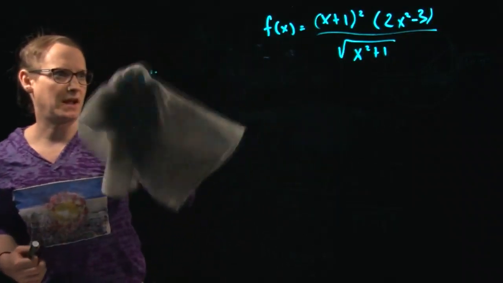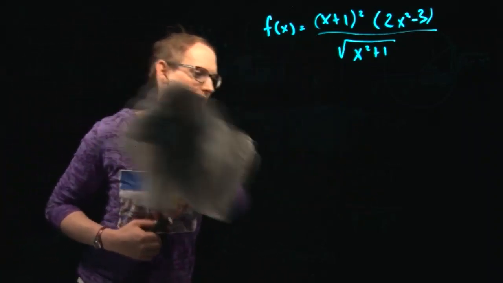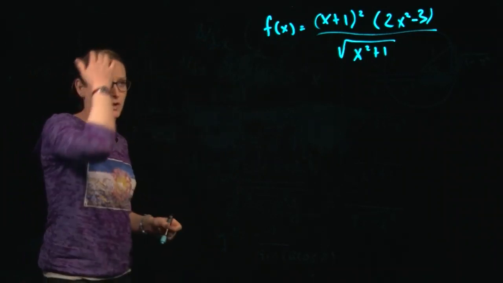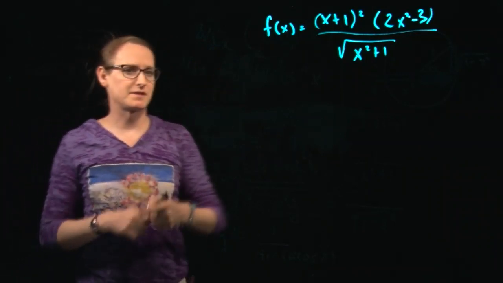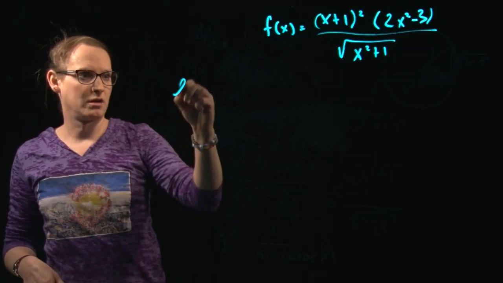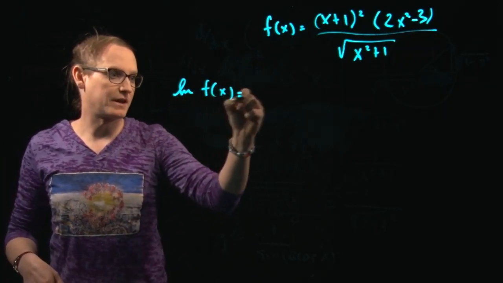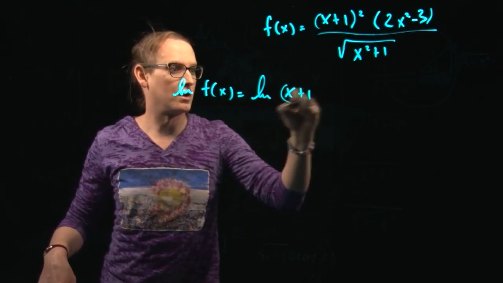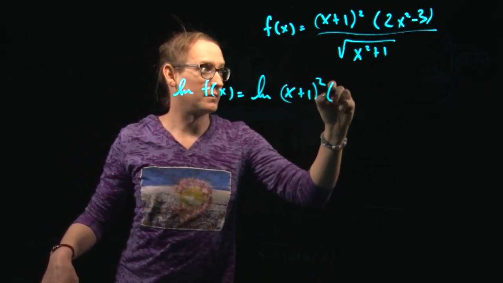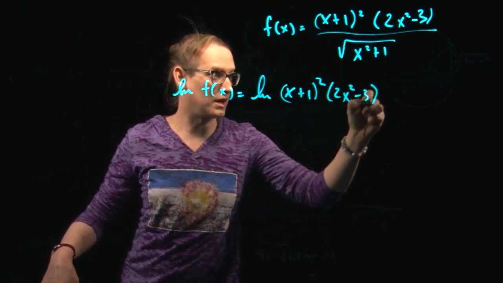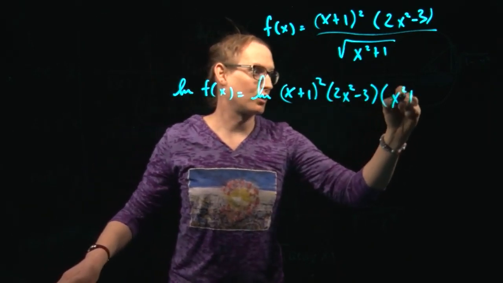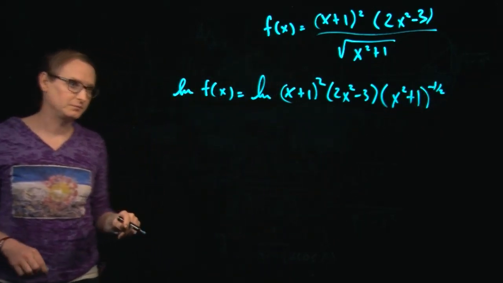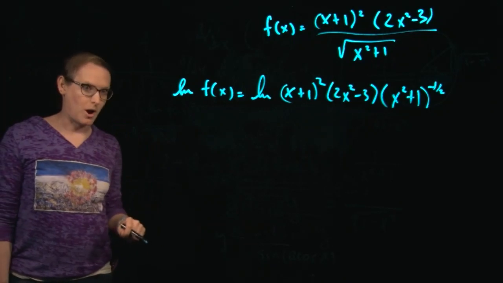So let's take the natural log of both sides of this equation right here. If f of x is equal to that, then the natural log of f of x is equal to the natural log of x plus 1 squared times 2x squared minus 3 times x squared plus 1 to the minus 1/2.